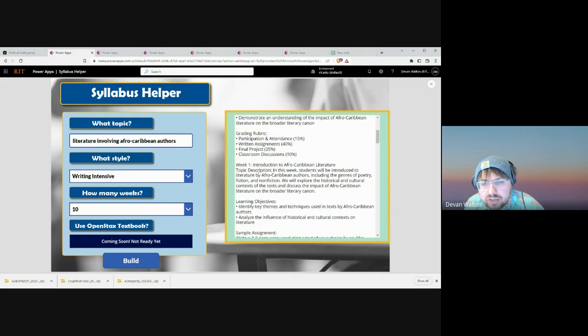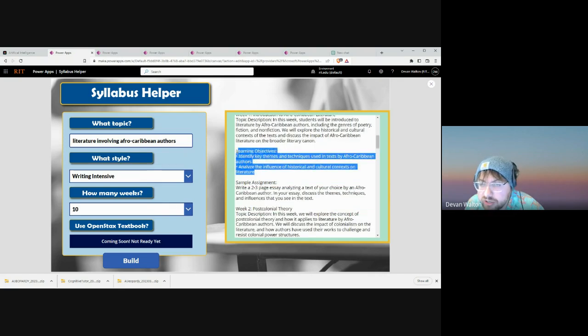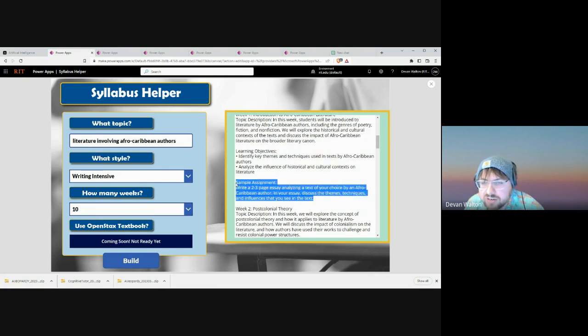And here we get into the meat and potatoes, which is a week by week breakdown of how the content would be allocated. We get our week one title of the topic. We get a description of what that topic involves. We get some key learning objectives for that week. And then we also get a tentative assignment that could be used for that week.